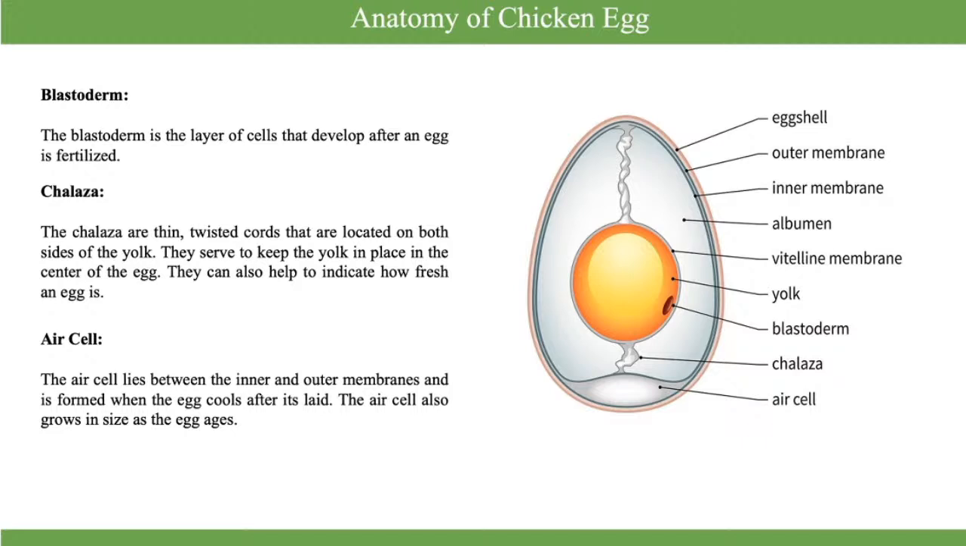So without going into complications of how it indicates that the egg is fresh or not, I just simply tell you that if you break the egg and you can easily identify these two cords, you can easily see them, then it means the egg is fresh. But if it is difficult to find where these two cords are, then it means the egg is not fresh at all.